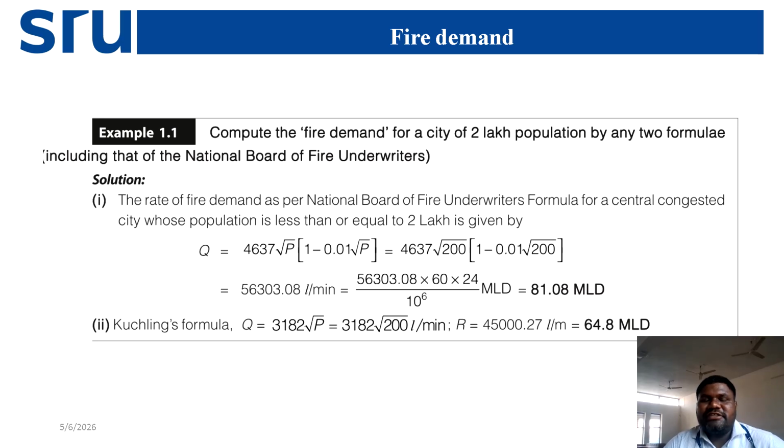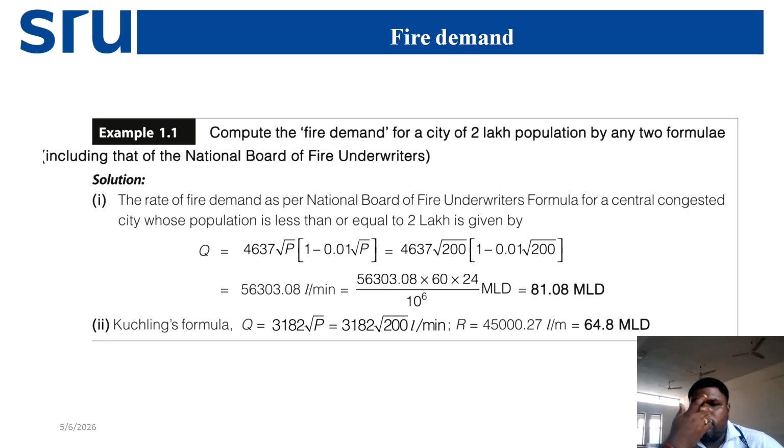So here we need to calculate the fire demand. How to calculate the fire demand? If the population is given as 2 lakh, read the question. Example 1.1: Compute the fire demand for a city of 2 lakh population by any two formulas, including the National Board of Fire Underwriters. This is essential to calculate the fire demand.